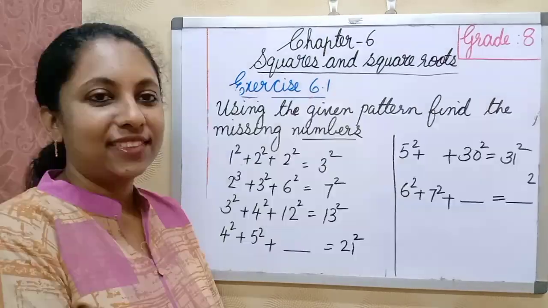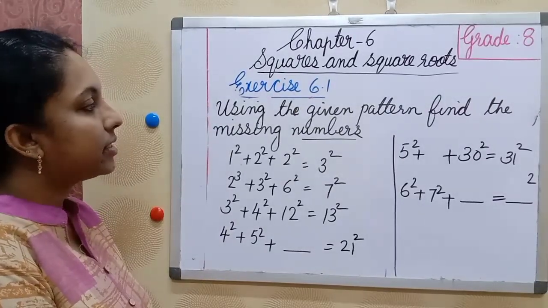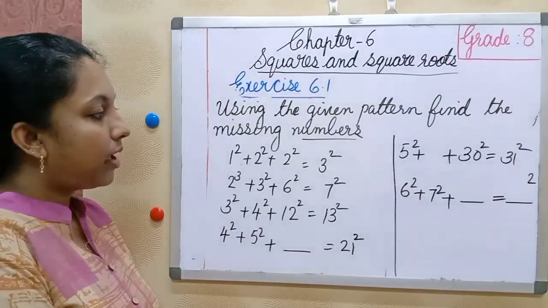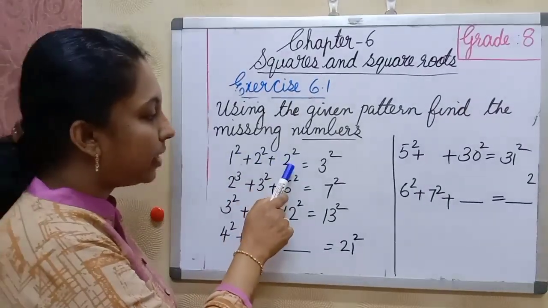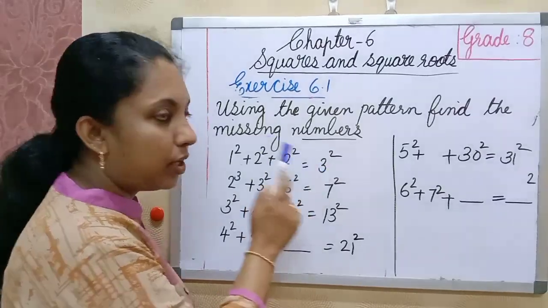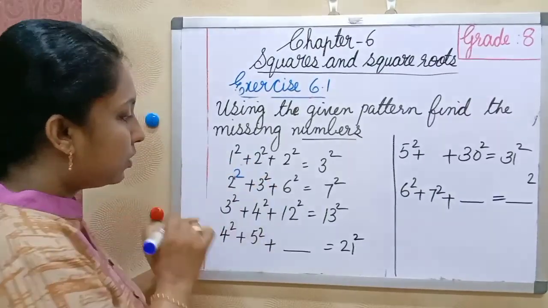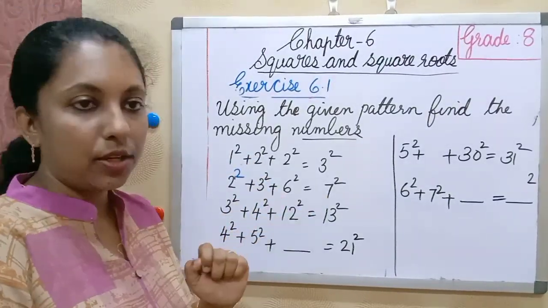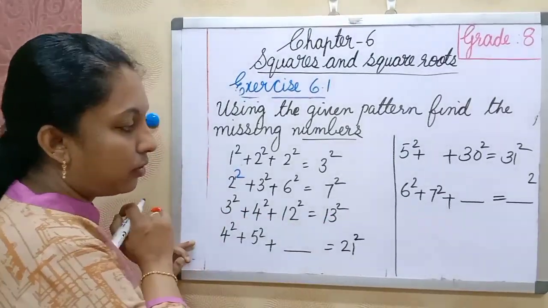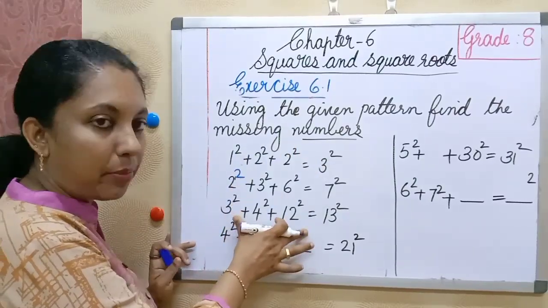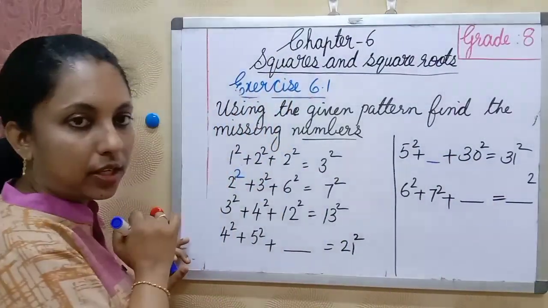Hope it is clear. Next question. Using the given pattern, find the missing numbers. First you have to check the pattern thoroughly. See, 1 square plus 2 square plus 2 square is equal to 3 square. Next, 2 square plus 3 square plus 6 square is equal to 7 square. 3 square plus 4 square plus 12 square is equal to 13 square. First check these three patterns, then you have to fill the blanks.